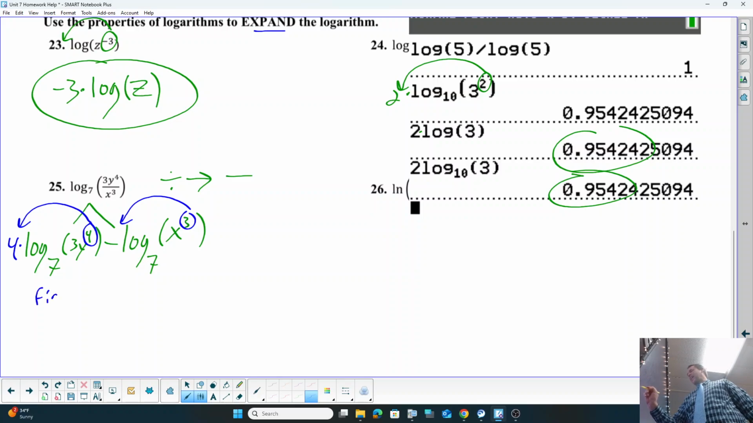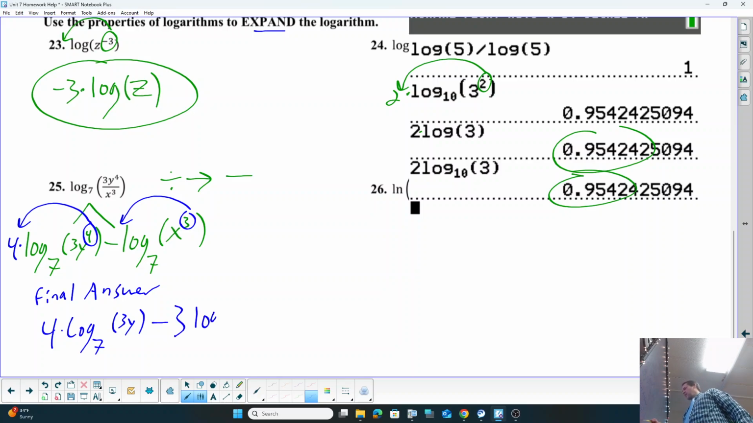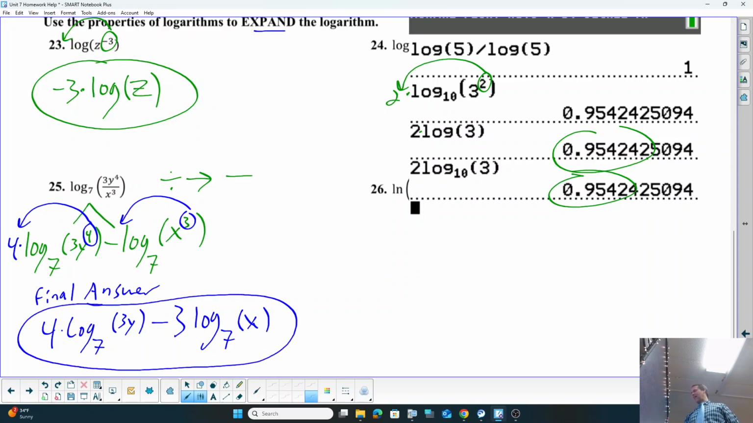So our final answer is going to have those powers in front. So log base 7 of 3y minus 3 log base 7 of just x, because the power 3 went in front. And so that's fully condensed is what that is. Then we go to the next page, which we could carry on or finish our video.